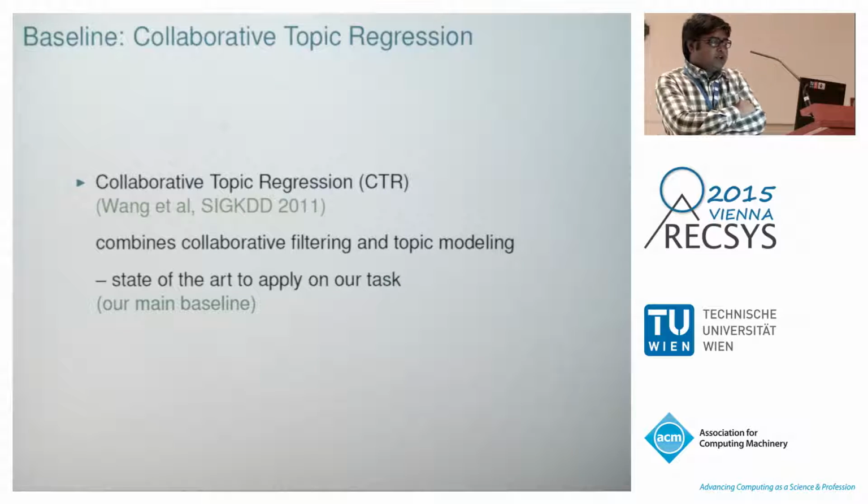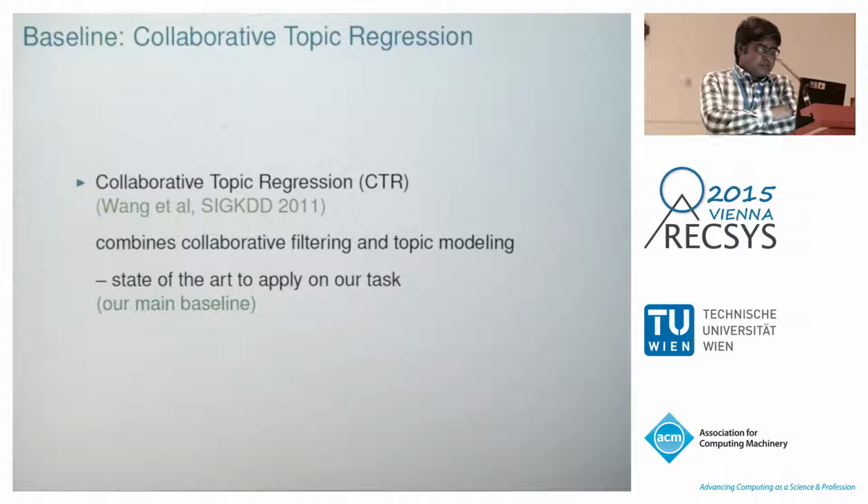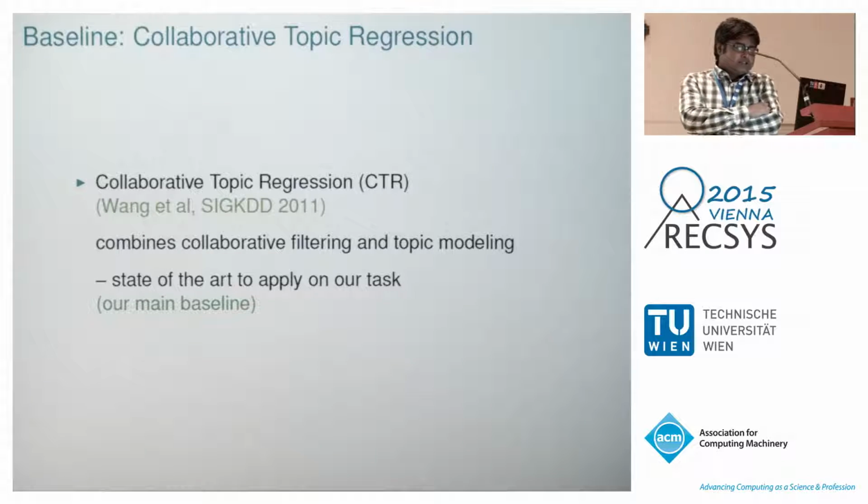And the baseline is collaborative topic regression. The abbreviation we are using is CTR. What this work is about is that it combines collaborative filtering with topic modeling, and is a state of the art which considers the cold start problem and the content together.